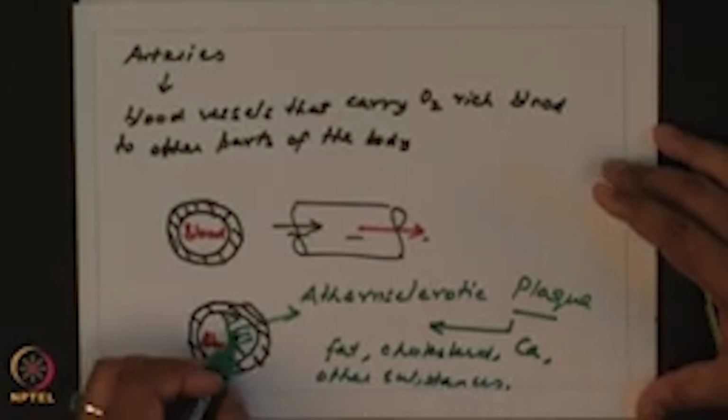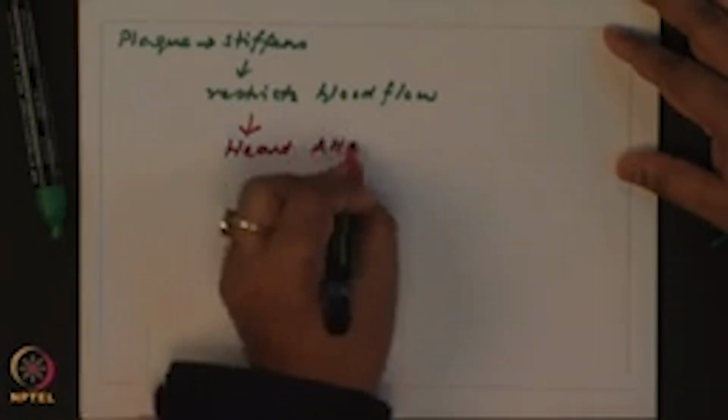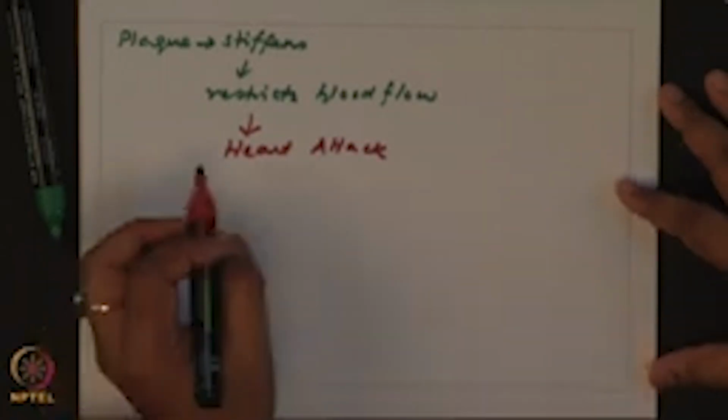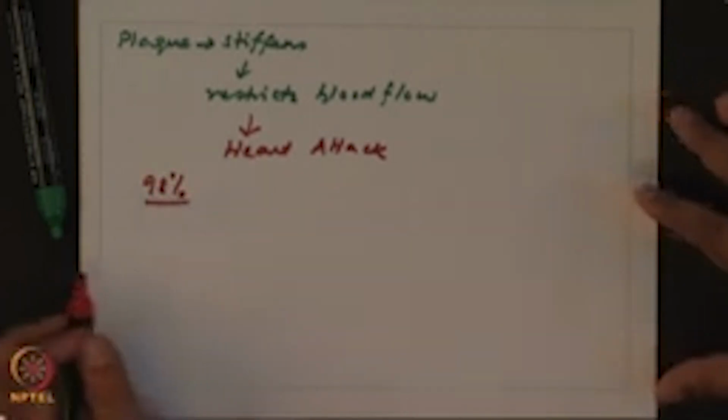So, over time your plaque stiffens and restricts blood flow, eventually causing a heart attack, where blood flow is completely gone. So, when you do these tests, doctors say that you have 98% blockage in arteries or veins, and so on and so forth.